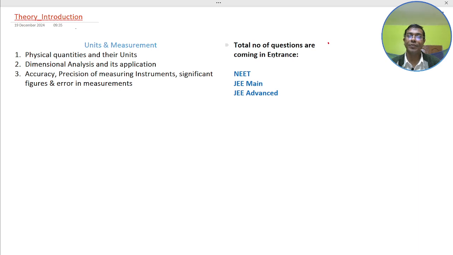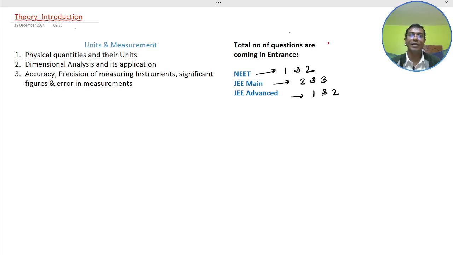And the total number of questions coming in exams like NEET: there are at least one or two questions, and another one each for the JEE Main. There are 2 or 3 questions, and for JEE Advanced 1 or 2 questions are coming from this chapter.